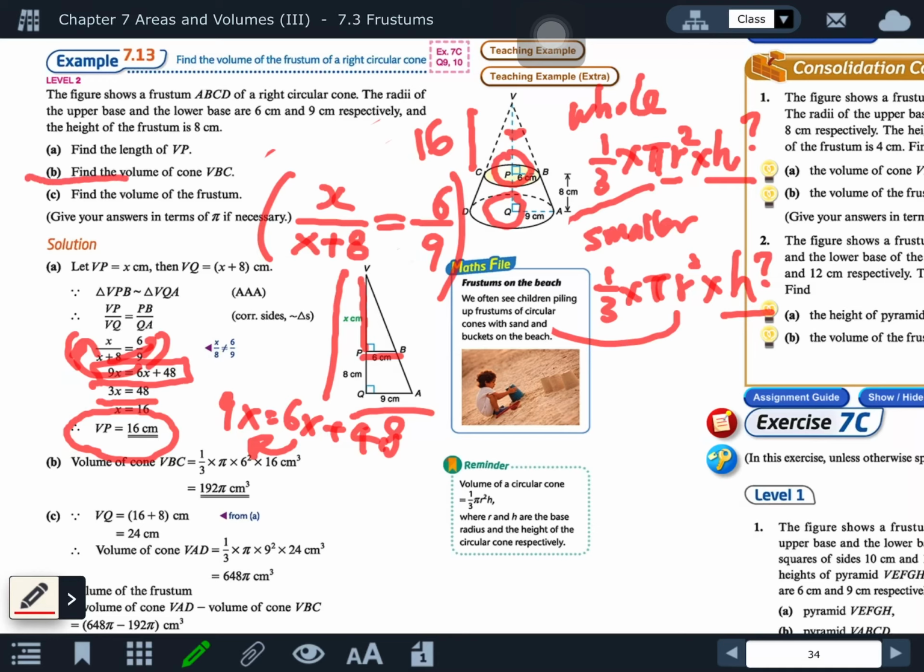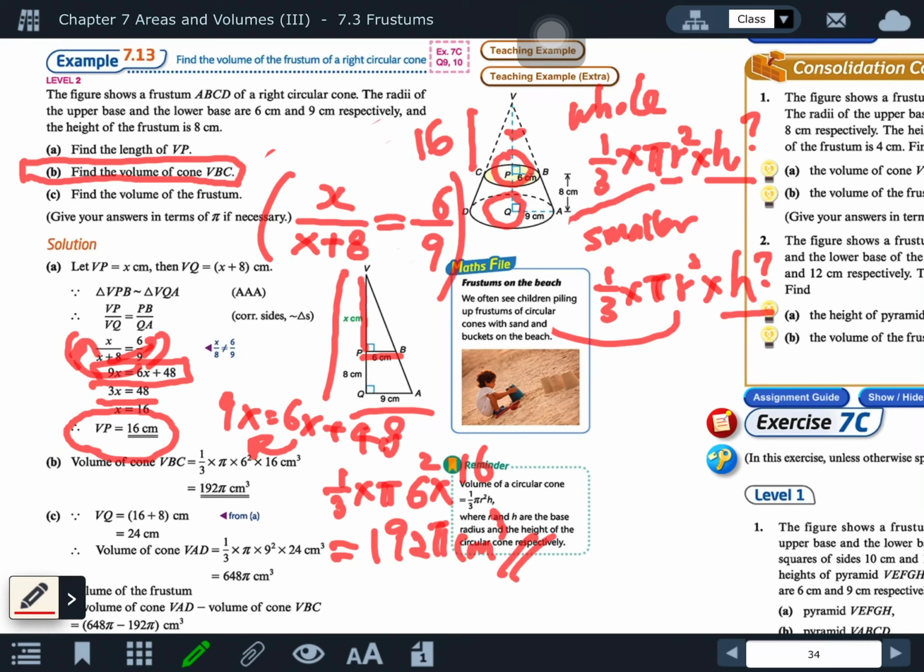Therefore, if we want to find out the volume of part B, the cone VBC, which is the smaller cone, is 1 over 3 times pi r squared. R is 6 for the smaller part, squared, times 16. So we have the final answer of 192 pi cm cubed for part B.